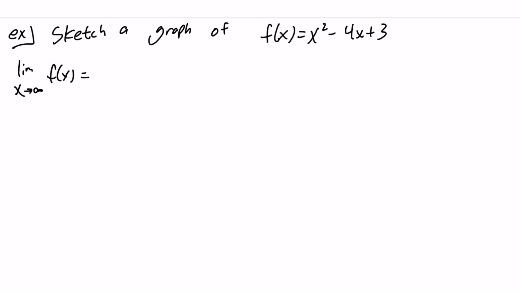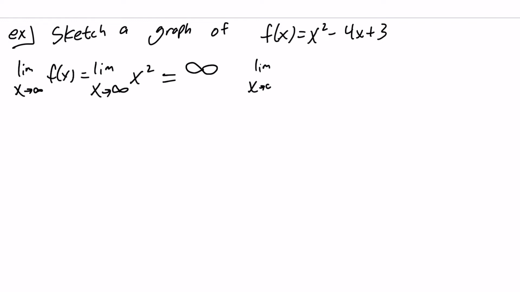We know that the limit as x goes to infinity of our given function is the same as the limit as x goes to infinity of x squared. And I should note here, when I say leading term, I mean the term with the highest exponent. So for this, the limit is clearly infinity. That means as x gets really big, the function also gets really big and positive.